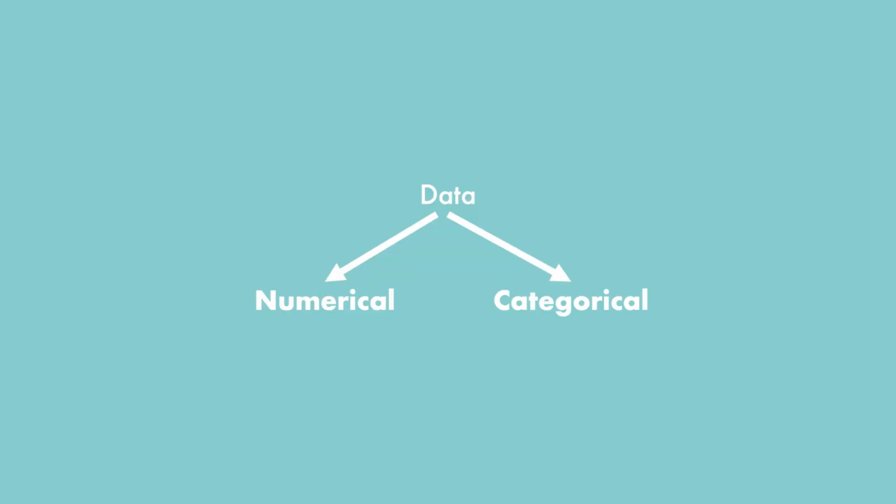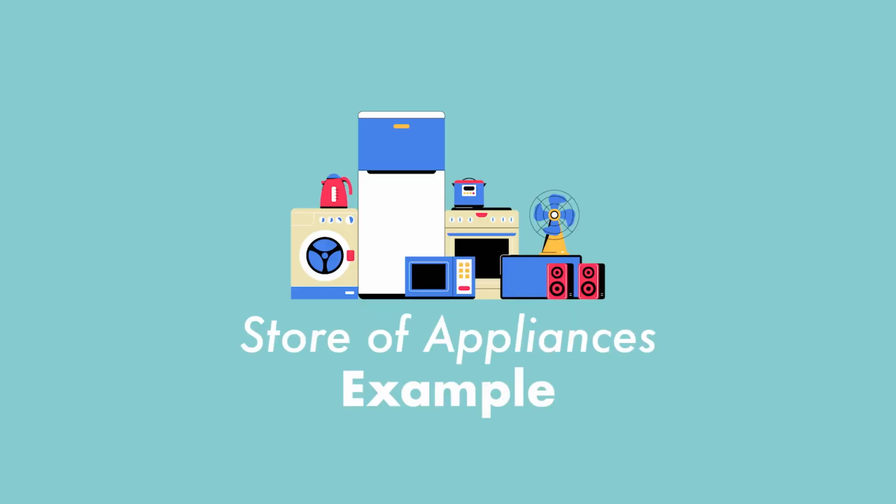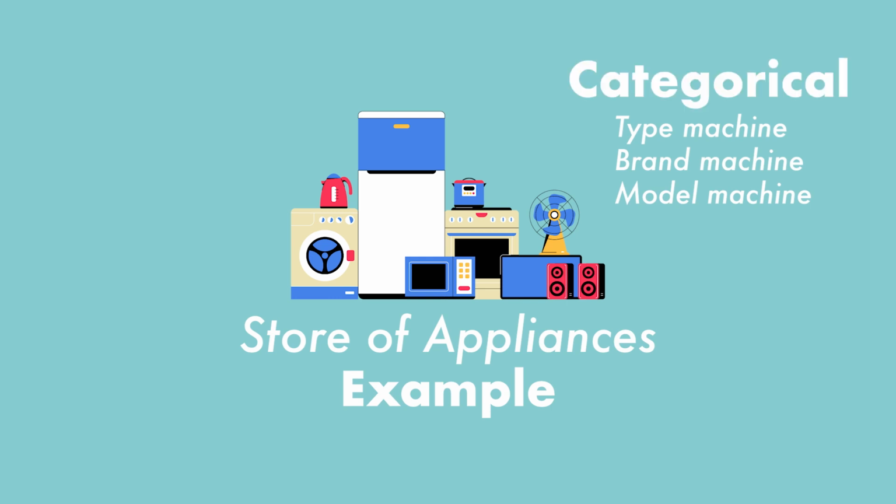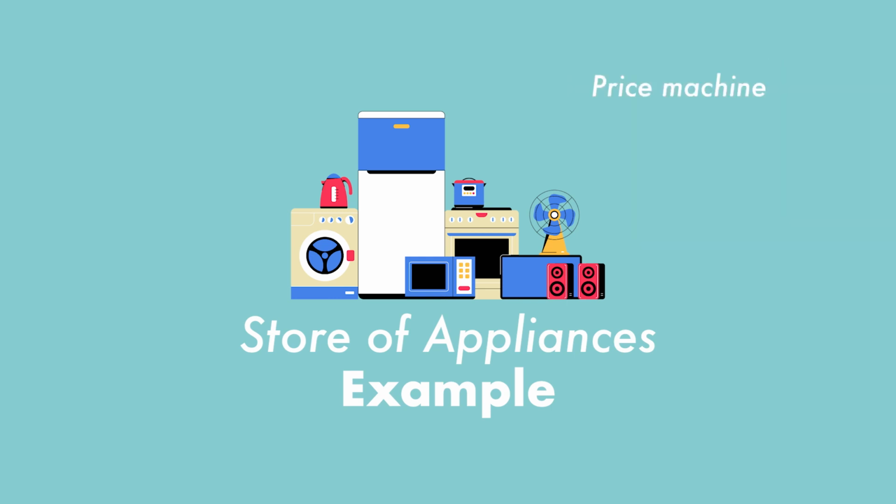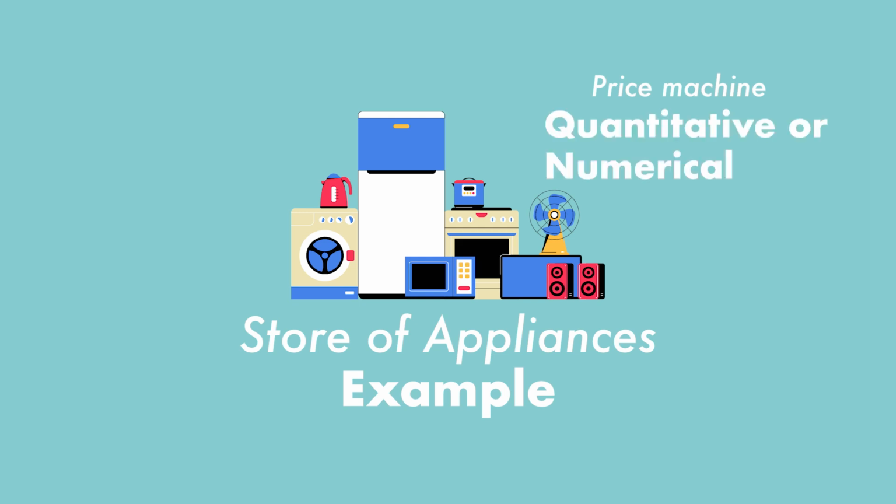Often we will obtain both categorical and quantitative data when we are investigating a subject. For example, when we are analyzing sales of household appliances in a store, we may be interested in recording the type of machine, brand, and model. All this data is categorical. If we are interested in the selling price of the household appliances, the data recorded will be quantitative.